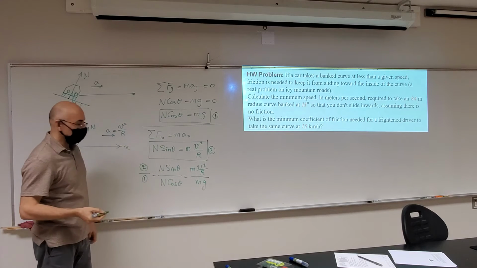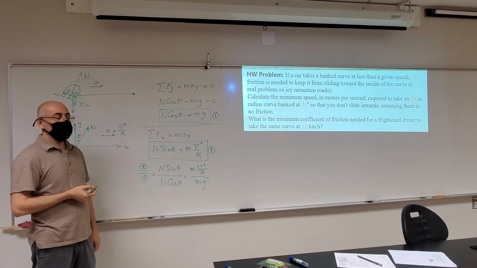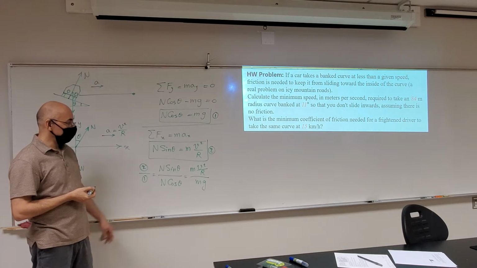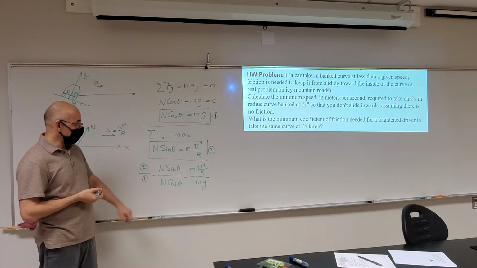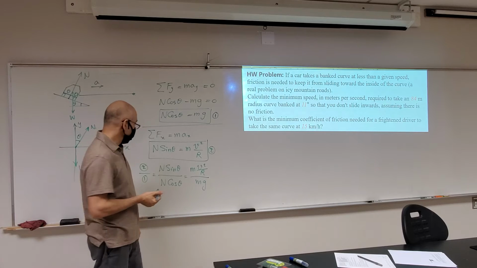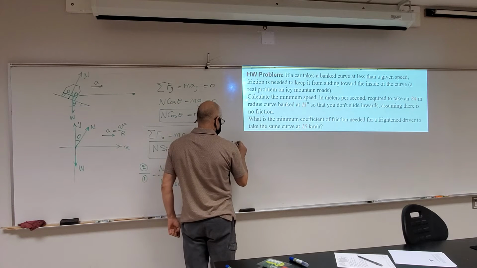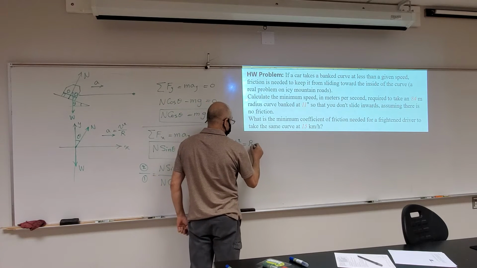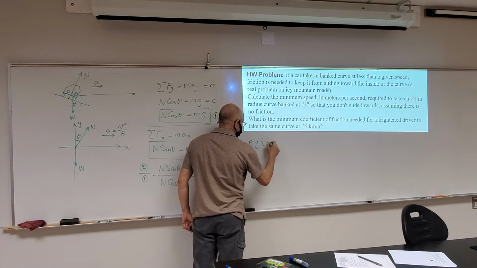N cancels out, so the mass of the vehicle doesn't matter. N cancels out, so you get tan of theta equal to v squared over rg. So v squared is equal to rg tan of theta.